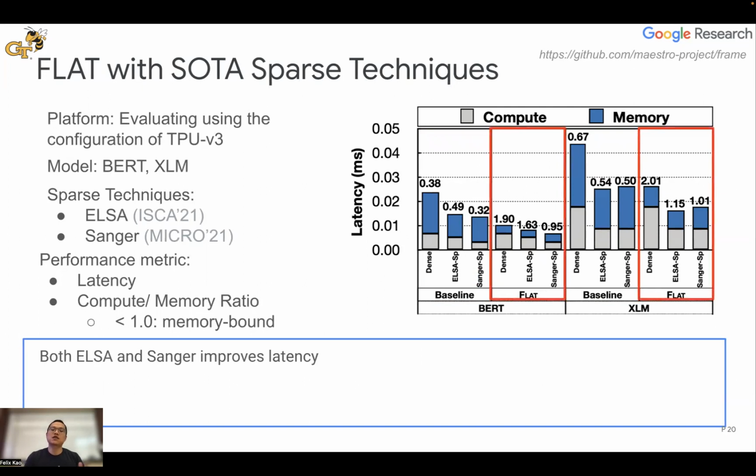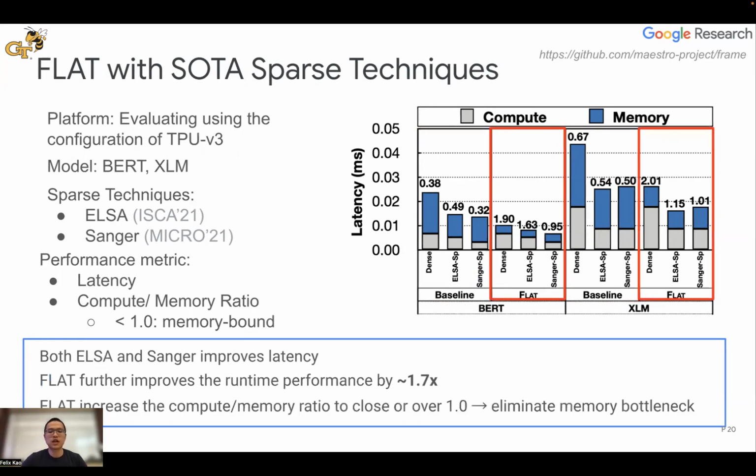However, if we add flat on top of ELSA and Senga, we get extra benefit of runtime reduction. Flat can further improve the runtime performance by around 1.7 times on average. Also, this number that we show is the compute to memory ratio. After ELSA and Senga, they are pretty much still memory bound. But after we add flat on top of them, they get close to 1 or even over 1. So we are moving from the memory bound to the compute bound region, which essentially eliminates the memory bottleneck.